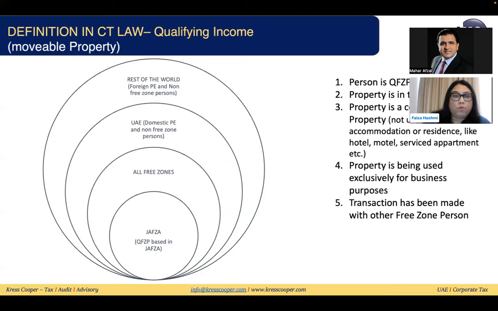So for movable property, there were certain different conditions: the person is a qualifying free zone person, the property is in the free zone, and the transaction has been made with another free zone person. The property is exclusively being used for business purposes.